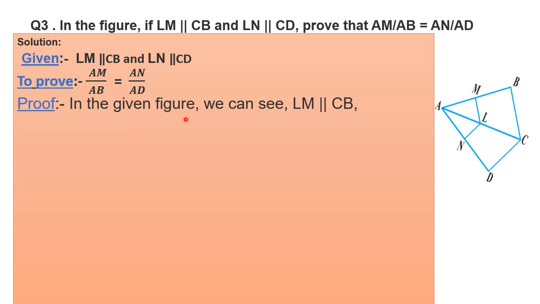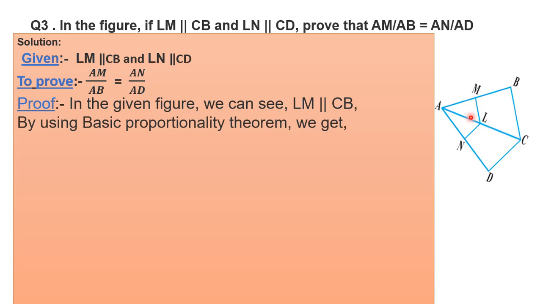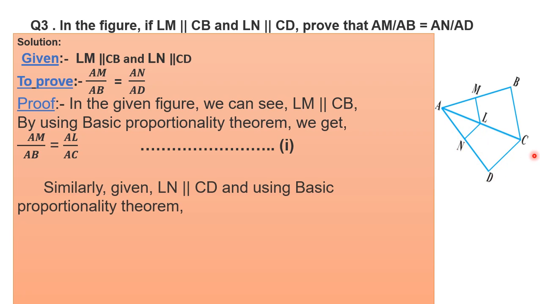So let's start the proof. In the figure, we are taking triangle ABC. In the triangle ABC, we have LM is parallel to BC. So by the BPT, we can write AM upon AB is equal to AL upon AC. This is equation number 1. Similarly, in the triangle ACD, we can take NL is parallel to CD. Therefore, AN upon AD is equal to AL upon AC.